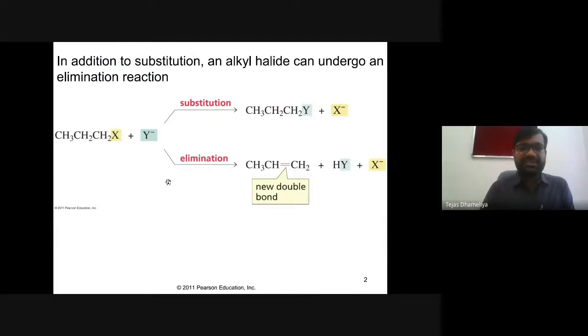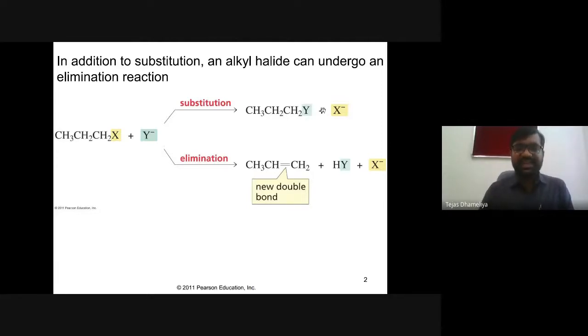The difference between substitution and elimination is that in substitution, if we have a certain group such as X, in this case X will be replaced with the incoming nucleophile. X की जगह पे Y आ जाएगा and Y की जगह पे X. So this is called substitution, just like we have discussed in our last sessions.